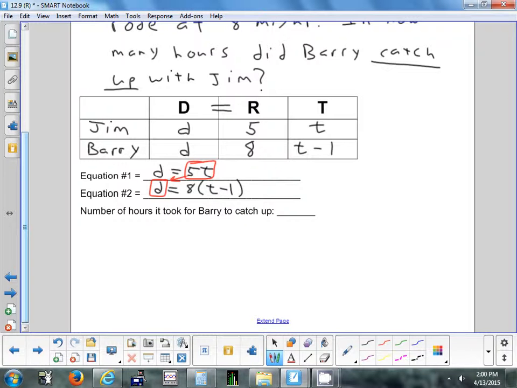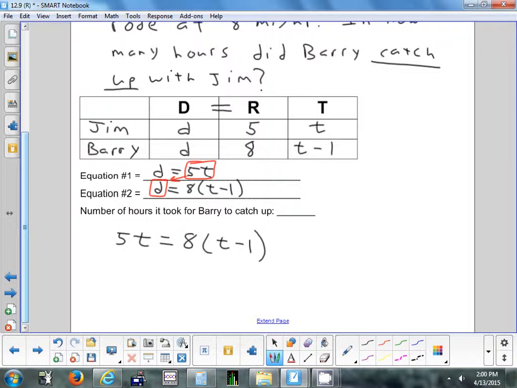Okay, top equation says D equals 5t. Bottom equation has a D in it. Change D to 5t. Okay? 5t equals 8 times the quantity t minus 1. One more time, Joe. 5t equals what? 8 in parentheses, t minus 1. T minus 1. Okay.